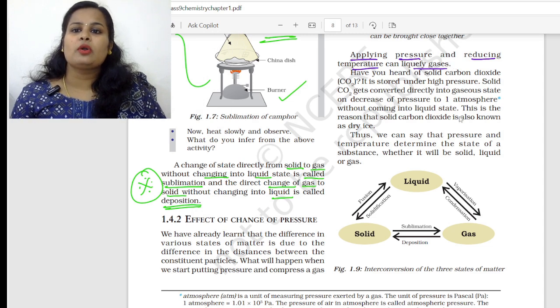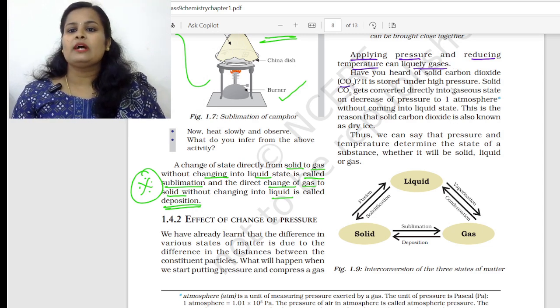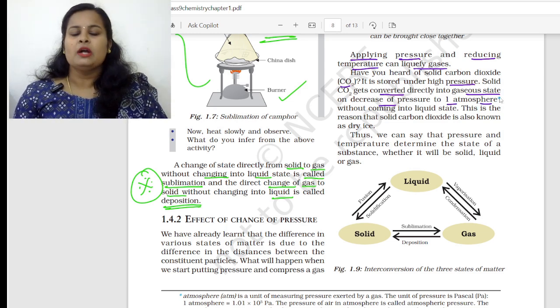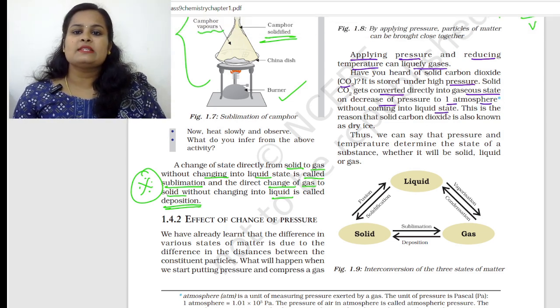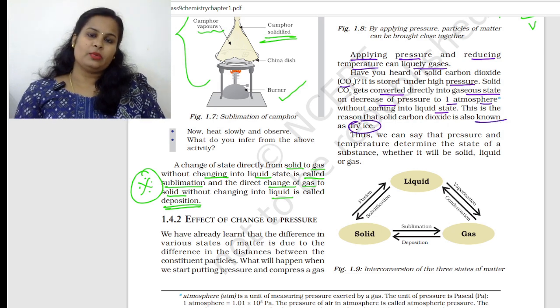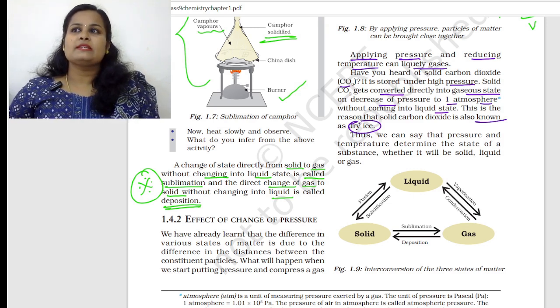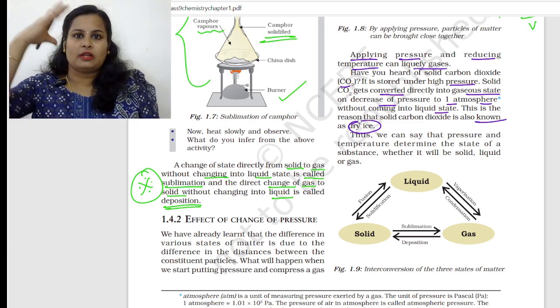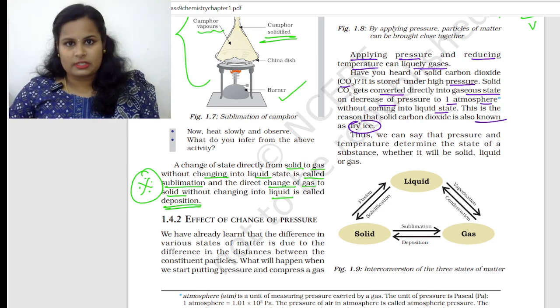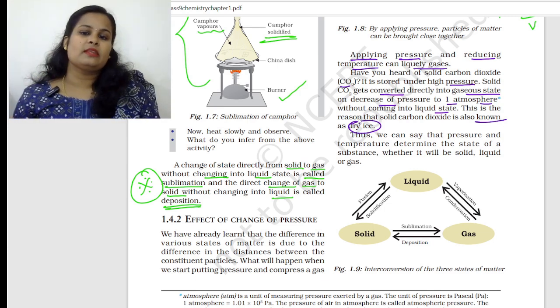Have you heard of solid carbon dioxide? It is nothing but dry ice. It is stored under high pressure. Solid CO2 gets converted directly into gaseous state on decreasing the pressure to 1 atmospheric pressure, 1 atm, without coming into liquid state. This is the reason that solid carbon dioxide is also known as dry ice. You can see this same dry ice in stage performances, where you can see a cloudy or foggy kind of effect in between the stage shows. It's nothing but dry ice.